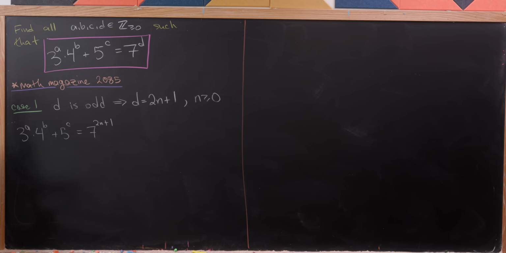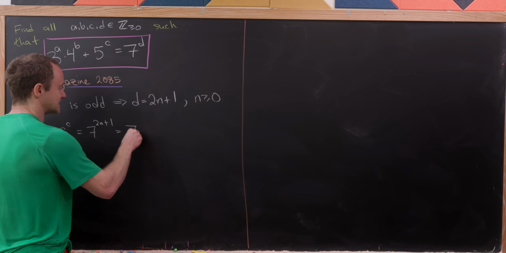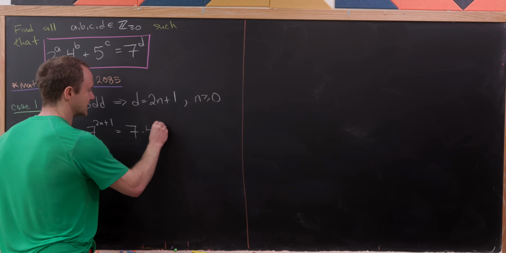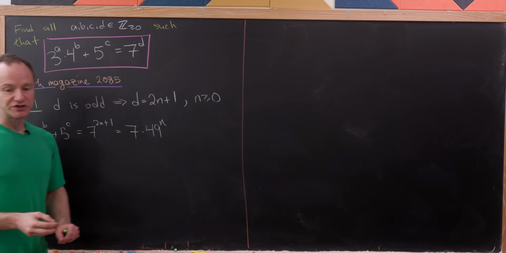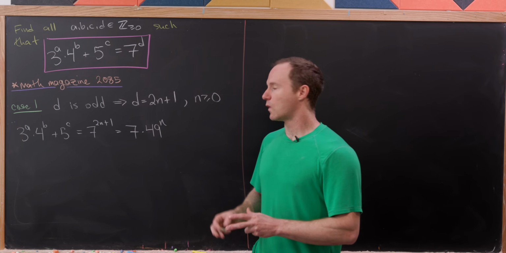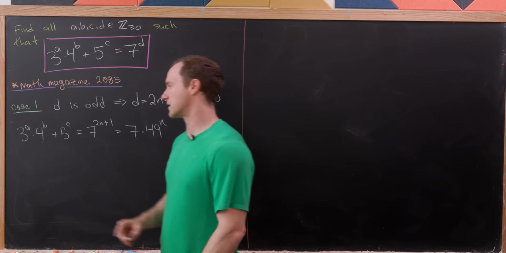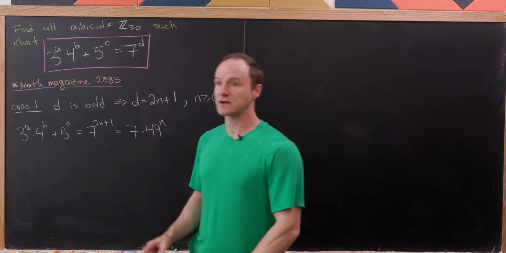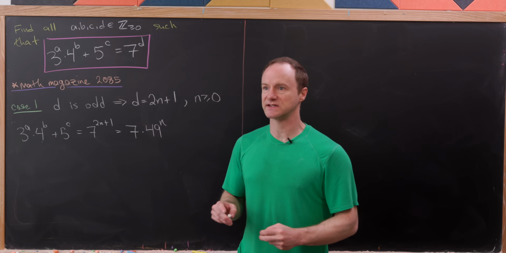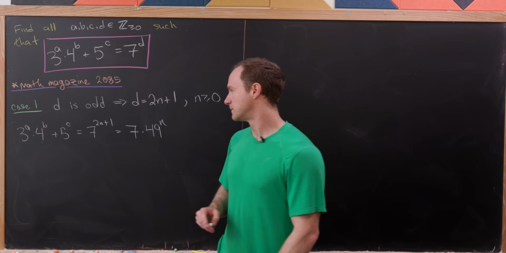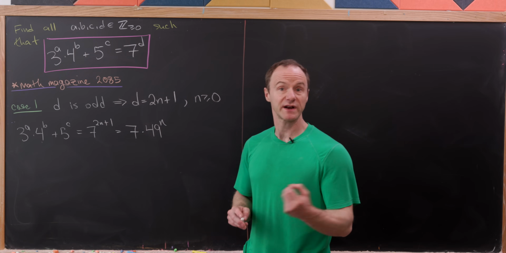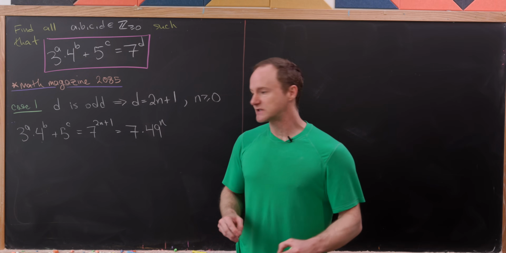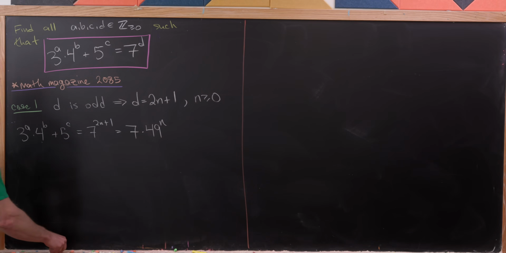But I'm going to write that as 7 times 49^n, given that 7 squared is 49. I think that's a pretty obvious way to do this. But now what I'll do is reduce this modulo 4. And why is 4 a good choice? Well, we've got a 4 right here. And we know that 5 is congruent to 1 mod 4. In other words, its remainder is 1 when divided by 4. And then this 7 right here is 3 mod 4, and then 49 is also 1 mod 4. 49 is 1 more than 48. So let's reduce this mod 4 and see what happens.